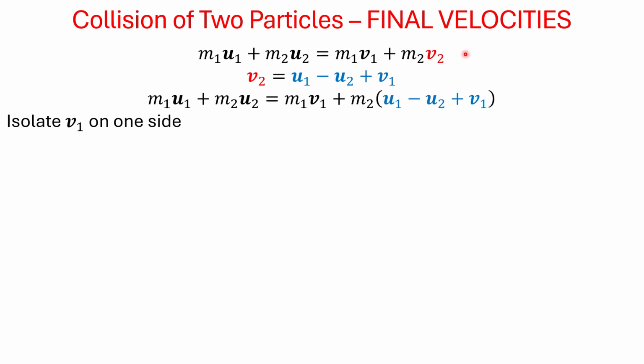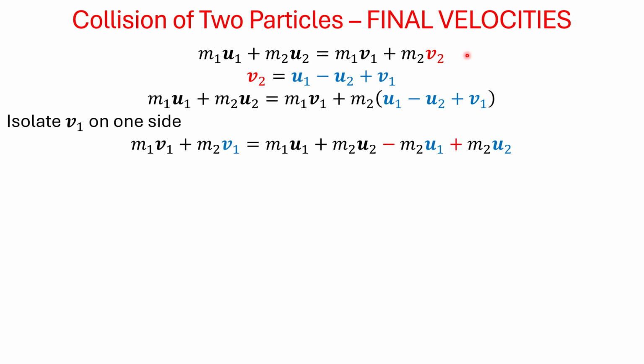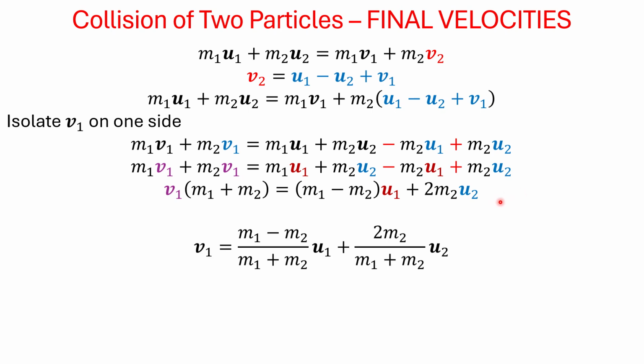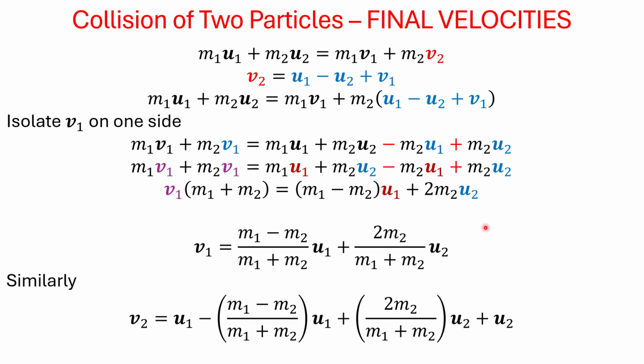Substituting it here, we can isolate v1 terms on left hand side, and you can observe that v1 into m1 plus m2 is equal to m1 minus m2 u1 plus twice m2 u2, and in toto we can write v1 is equal to m1 minus m2 upon m1 plus m2 times u1 plus twice m2 upon m1 plus m2 u2. Similarly, we can obtain v2 velocity. And now we can explore these formulas for v1 and v2.